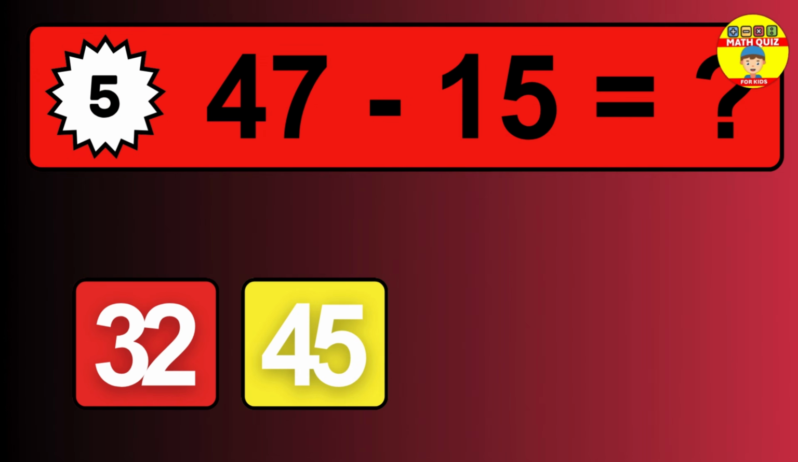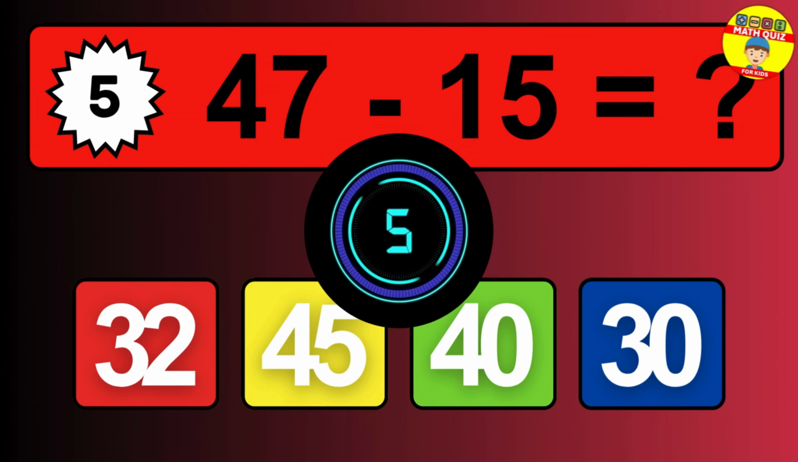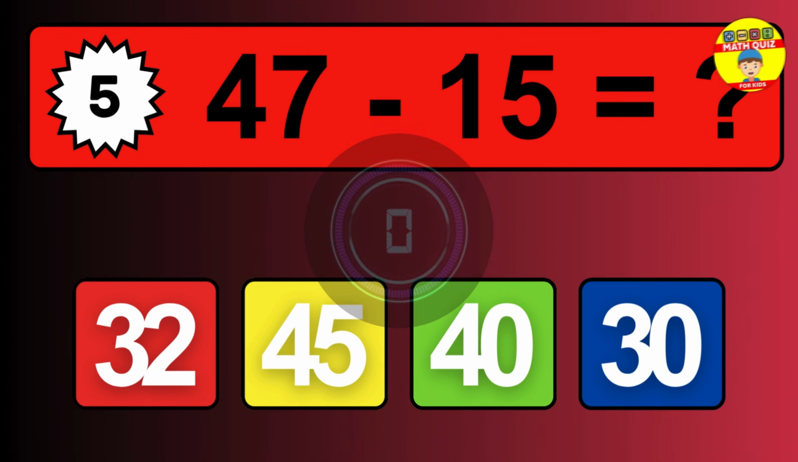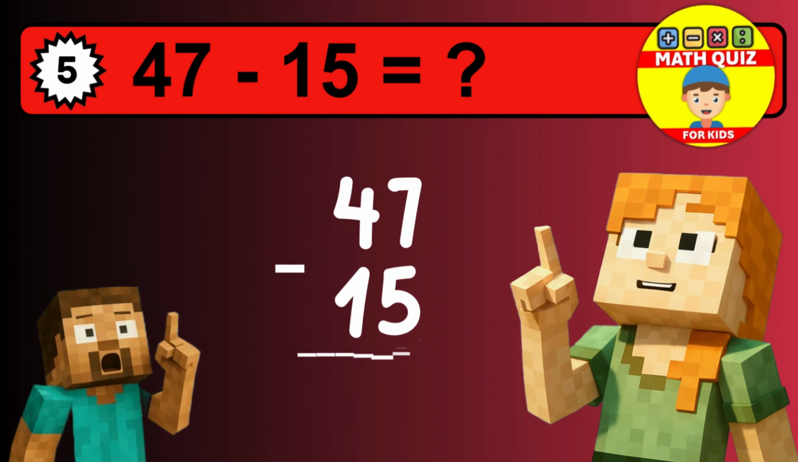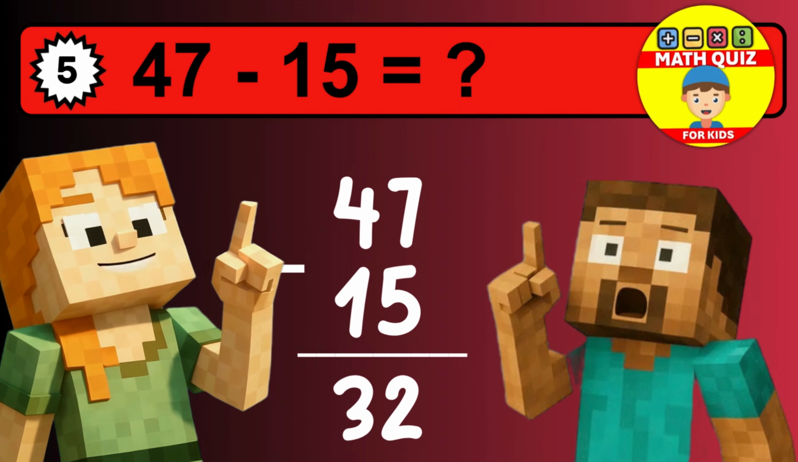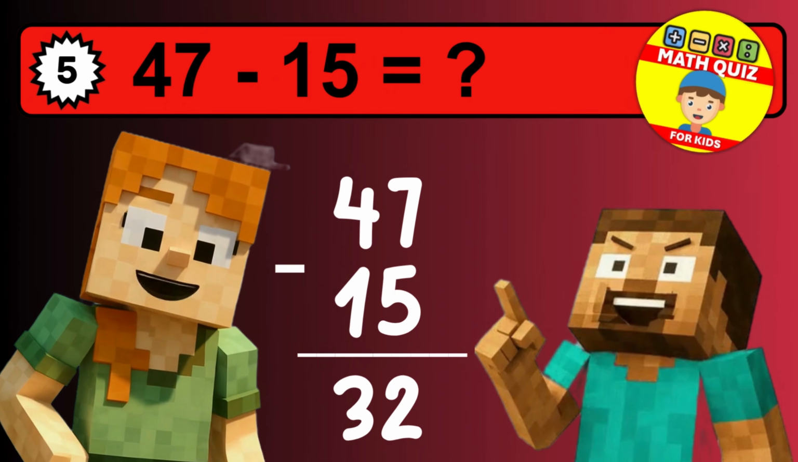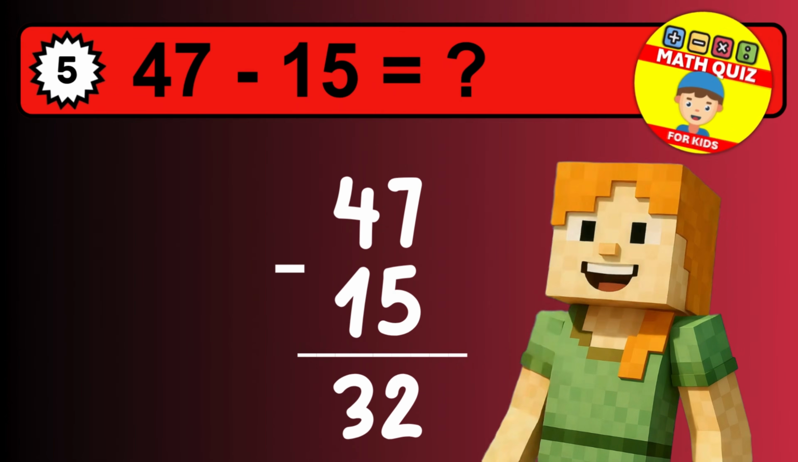What is 47 minus 15? Time to think. Let's solve this step by step. We start with the units. 7 minus 5 is 2. Then we go to the tens. 4 minus 1 is 3. The final answer is 32.